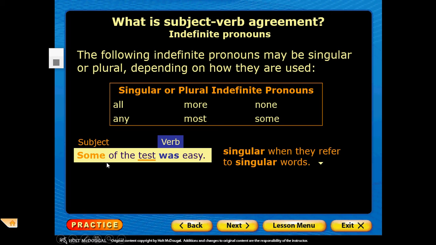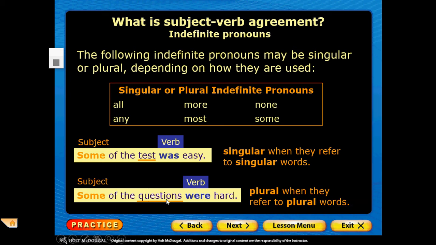So: some of the test was easy. How many tests am I talking about? Only one test. That's why some here refers to a singular entity, in this case, the test. So usually some can be used for plural or singular. It depends on the word combination that it combines with. For example, here it modifies test, so it's going to be singular, because it refers to only one thing, one test.